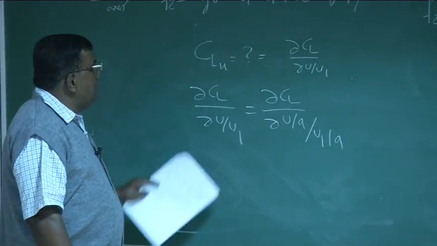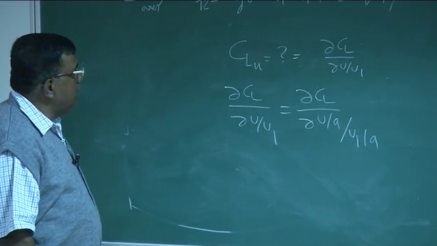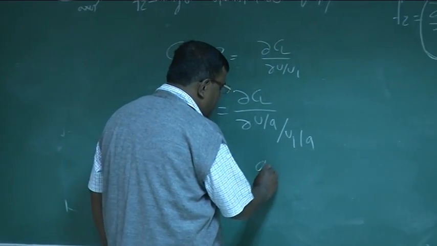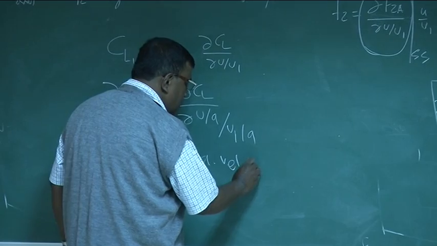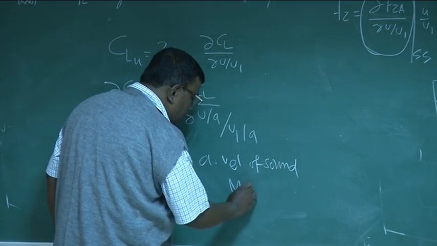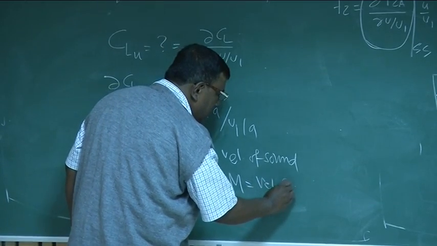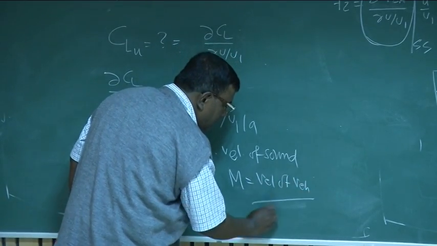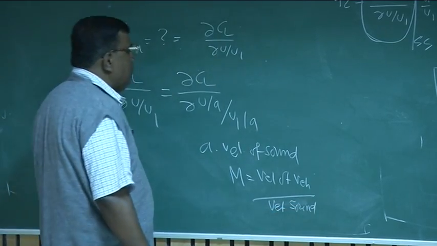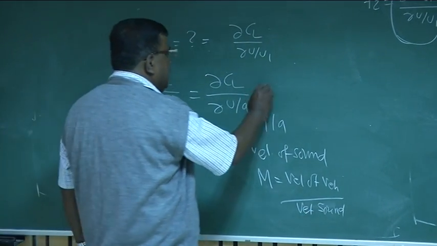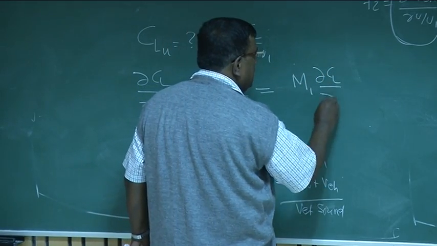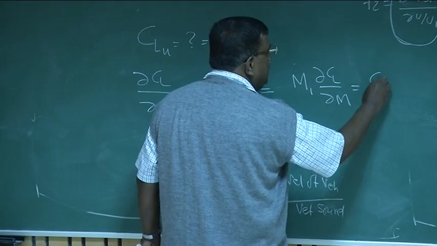We are trying to investigate and understand dCl by du by u1, which I can write as dCl by d(u by a), where a is of course the velocity of sound. I presume that you understand Mach number is velocity of vehicle by velocity of sound, right? So this I can write as m1 into dCl by dm.